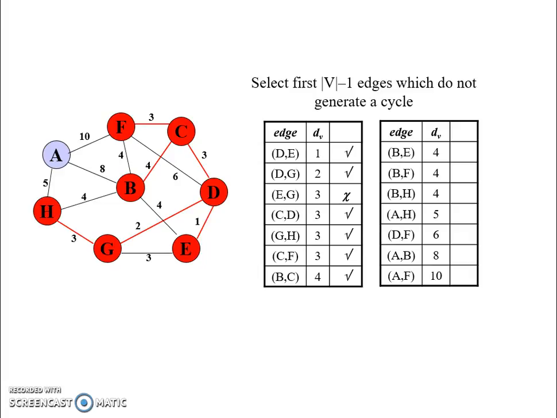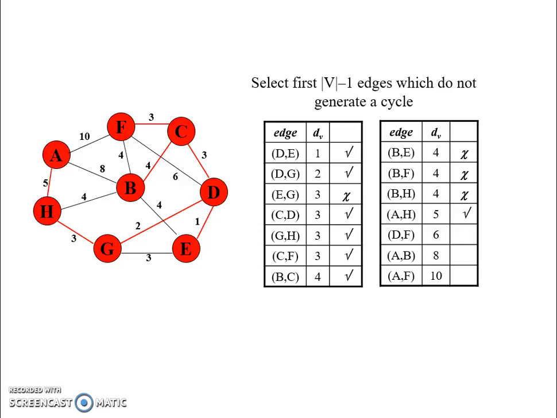And next I am selecting the edge BE. If it is included in the spanning tree, it forms a cycle. So I am neglecting the edge BE. And next I am selecting BF. If I include BF, it also forms a cycle in the spanning tree. So I am simply neglecting that. Next I am selecting BH, and including it in the spanning tree would cause a cycle. So once again I am neglecting BH.